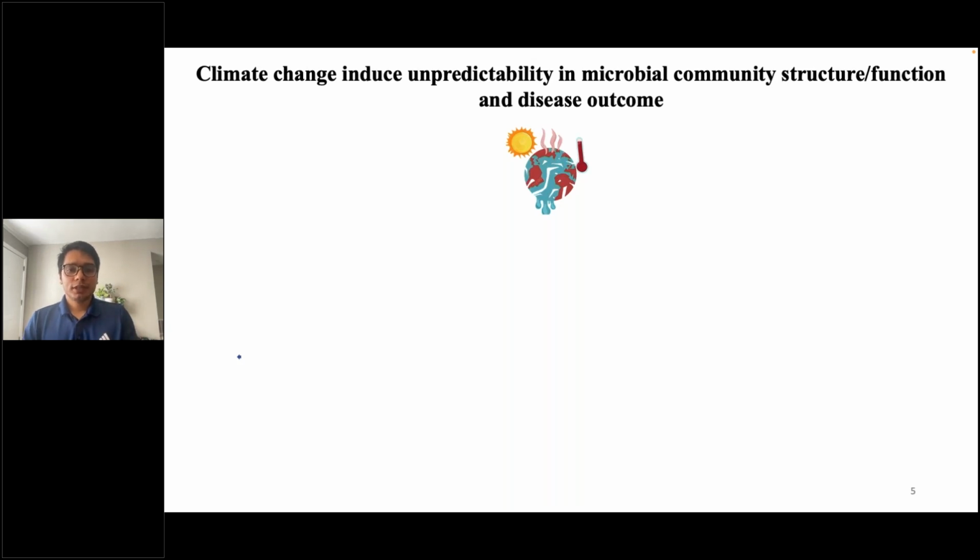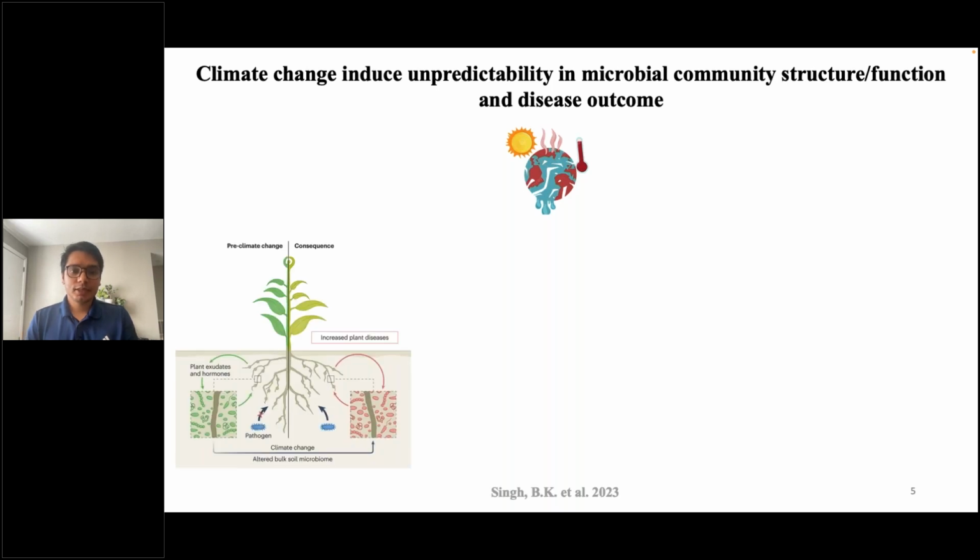A lot of this study has been done in regard to the rhizosphere microbiome. And as we know, the rhizosphere microbiome is known as the first line of defense against various pathogens. Climate change is likely to alter the structure of these microbial reservoirs in the soil, which will create a different microbial assembly and will allow the pathogen to cause more disease.